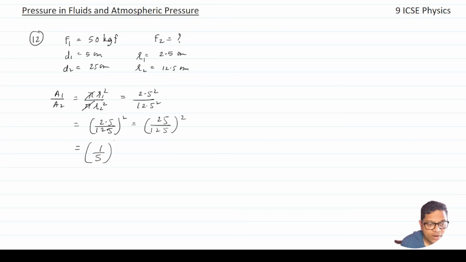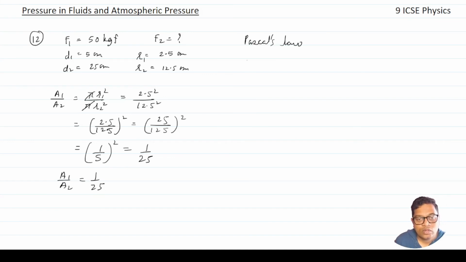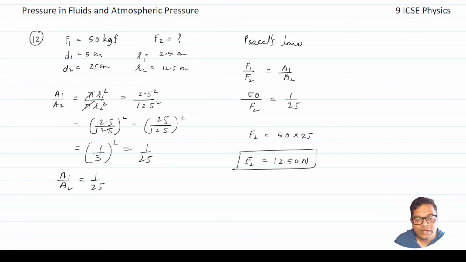So if I write it as 2.5 and 12.5, the whole square, which is 25 upon 125, we know that 25 ones are 25, fives are 125. So that is 1 upon 25. So we have A1 upon A2 as 1 upon 25. Now this we will use when we apply Pascal's law. We have F1 upon F2 equal to A1 upon A2. So we have 50 upon F2 is 1 upon 25. So F2 is 50 into 25. So that will be 1250 Newton will be the force experienced at the bigger piston. Okay, let's move to the next question.